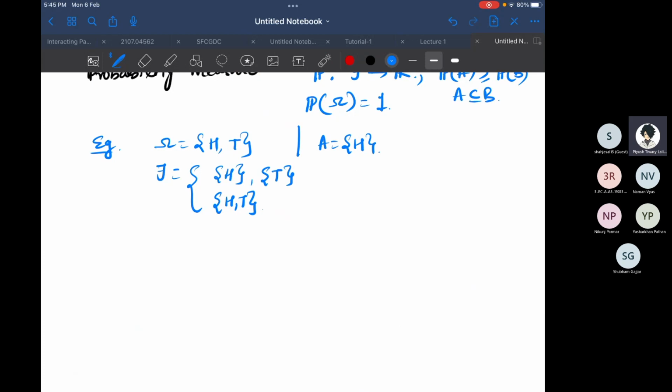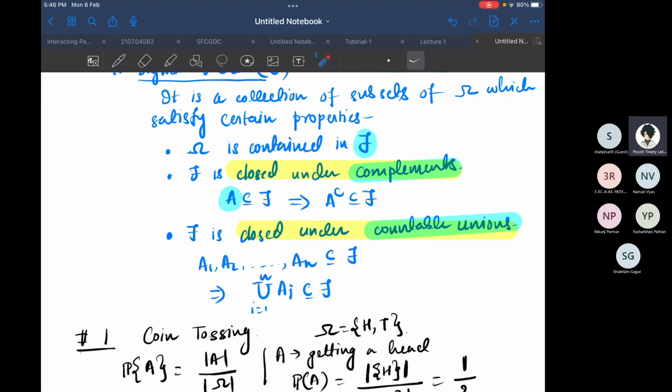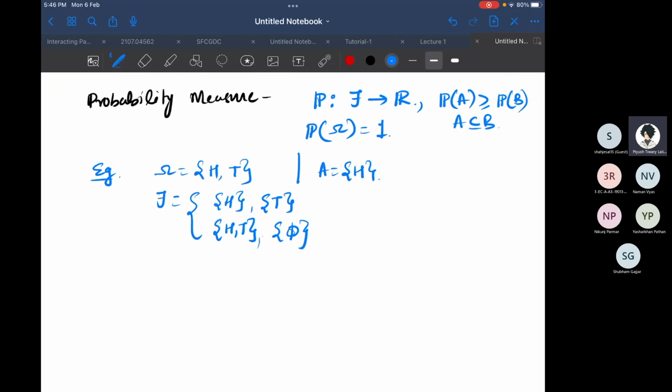Now I see that the omega element is there. So what is the complement of omega? It is nothing but phi, right? It is the null set. And now I check the third property that was there, F is closed under countable unions. So I need to see if all the countable unions are there or not. So if H and T are there, the union of H comma T is just the sample space, right? Which is already there.